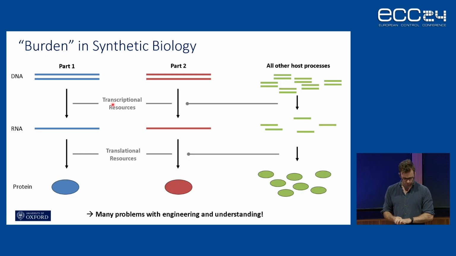And so if I then realize this is the case, my next step might be to say, well, I've decided that my cell is doing something weird. How, from a control theoretic perspective, might I go about understanding that? So that then takes us to how do we actually model what's happening in these systems.